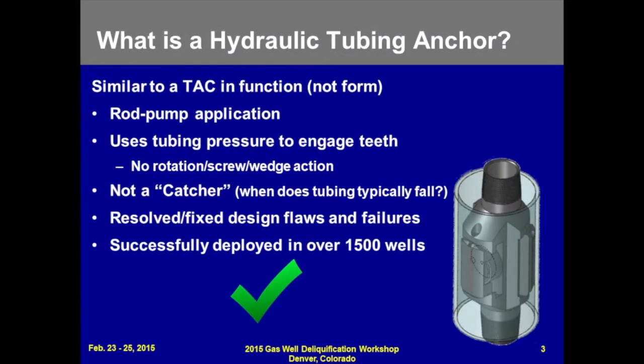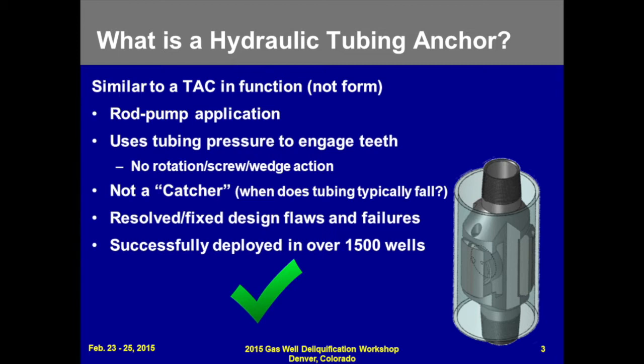So what is a hydraulic tubing anchor? It's similar in function to a traditional mechanical tubing anchor that you'd use in a rod pump well. It uses tubing pressure to engage the teeth, whereas the mechanical anchor uses rotation and a screw wedge type mechanism. The hydraulic tubing anchor only uses a piston to engage the teeth. This tool is an anchor only. It doesn't serve as a catcher. If you have concerns about your tubing parting in the wellbore, you should be aware of that.